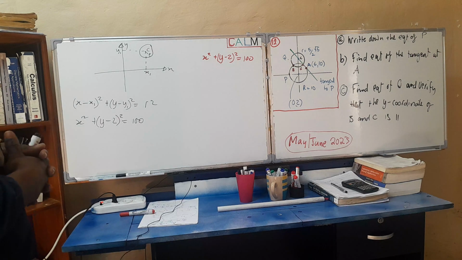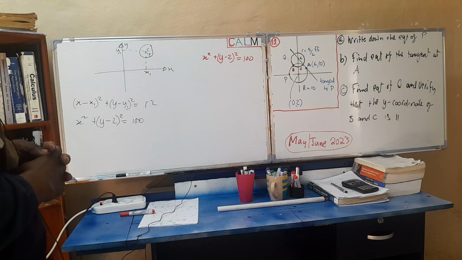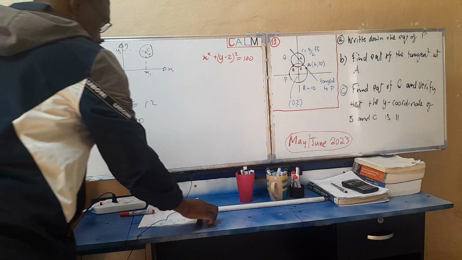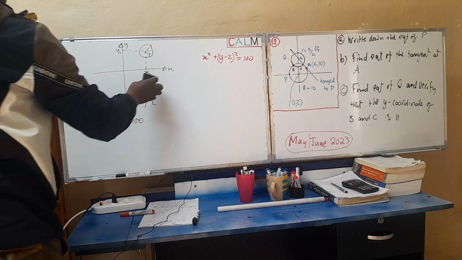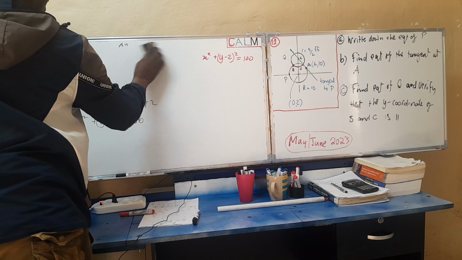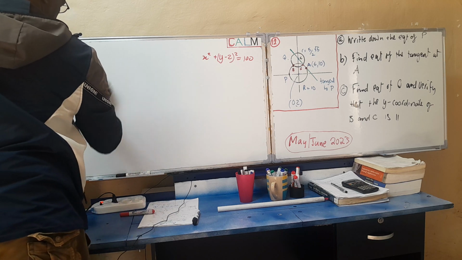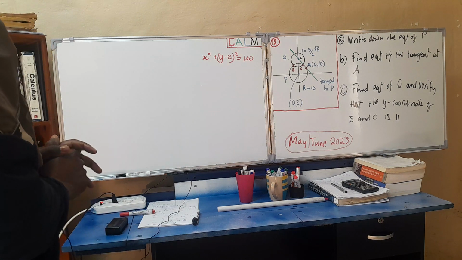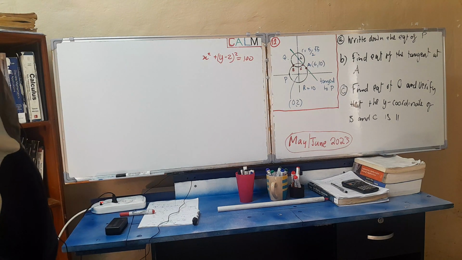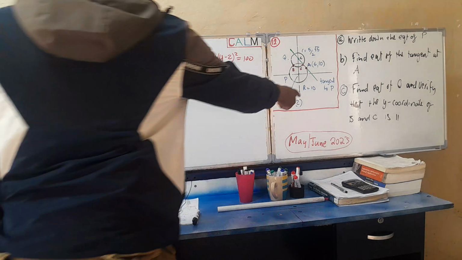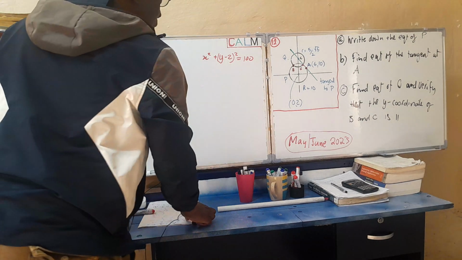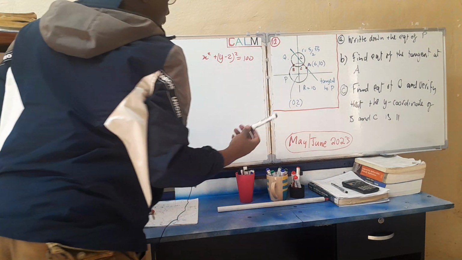Second question B, it says, find the equation of the tangent at P. Okay. Let's clear the board. Find the equation of the tangent at P, at A. This tangent here, the green line. Now, what do we know about the equation of a straight line? Because the tangent is a straight line.